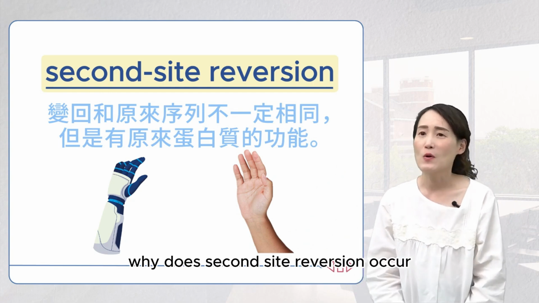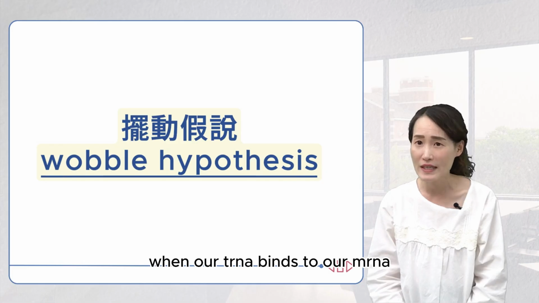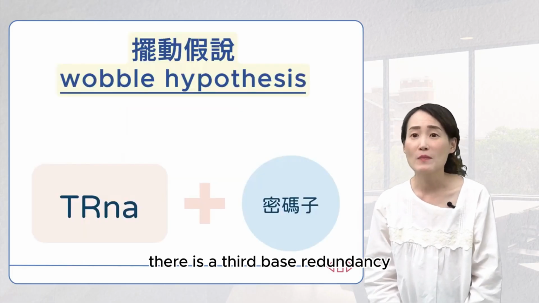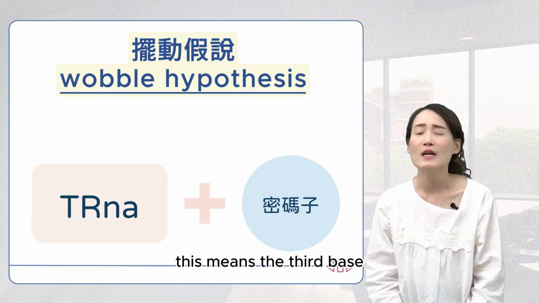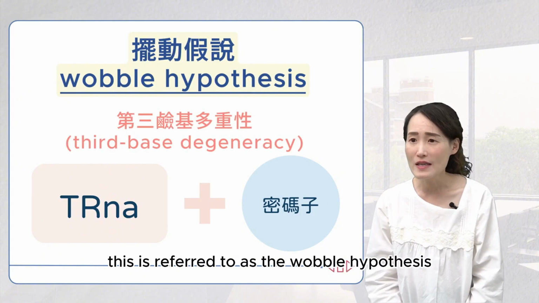Why does second site reversion occur? This relates to the wobble hypothesis. When our tRNA binds to our mRNA, there is a third base redundancy. This means the third base pair does not adhere to Watson and Crick's rules. This is referred to as the wobble hypothesis.